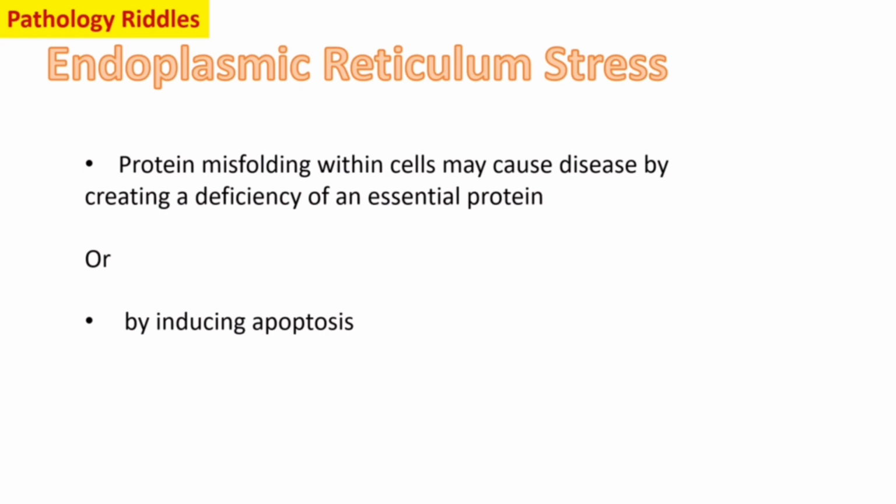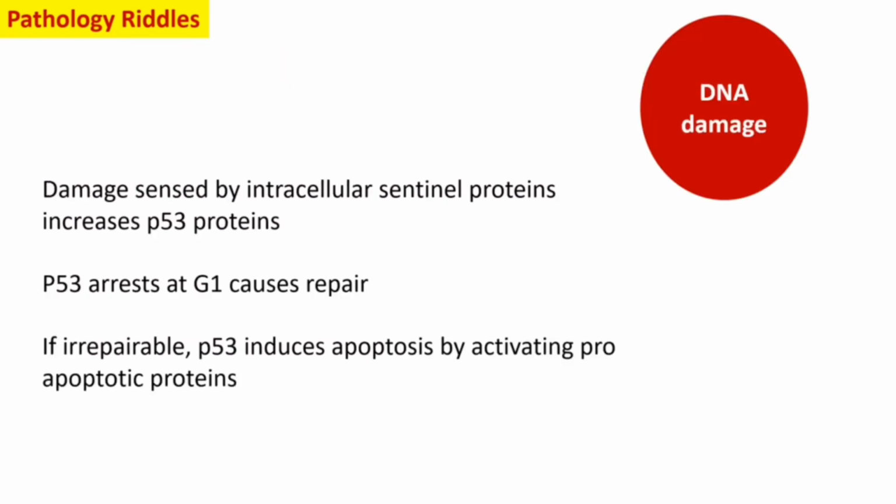So how does endoplasmic reticulum stress cause cell injury? The protein misfolding that happens within cells can cause disease by creating a deficiency of an essential protein. Because they are misfolded, the final protein is not produced. And then by inducing apoptosis, as we saw in the unfolded protein response, whenever there is excess of misfolded proteins, they undergo apoptosis.